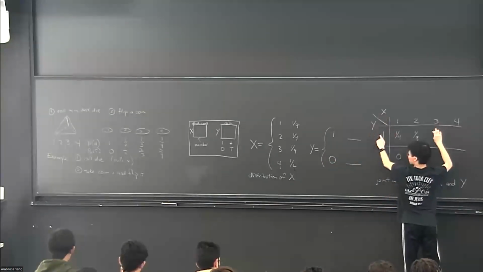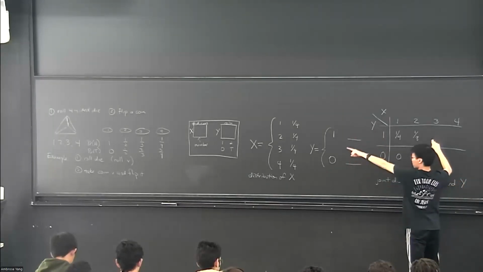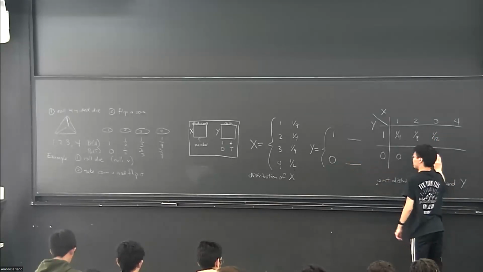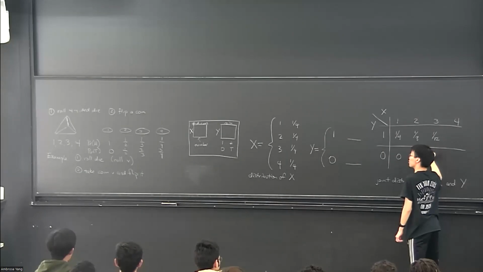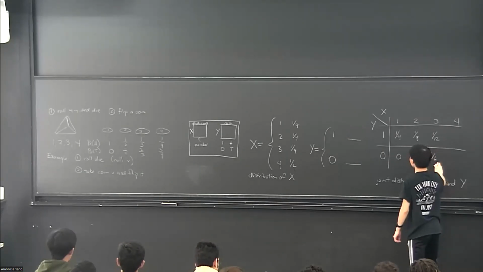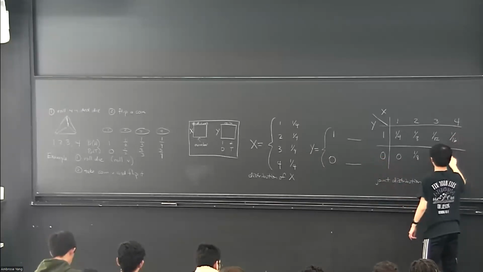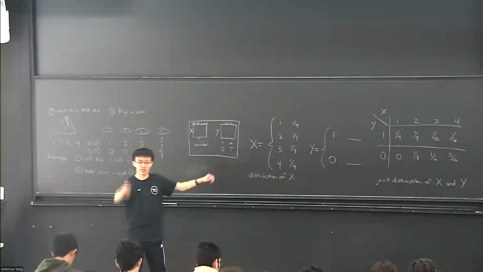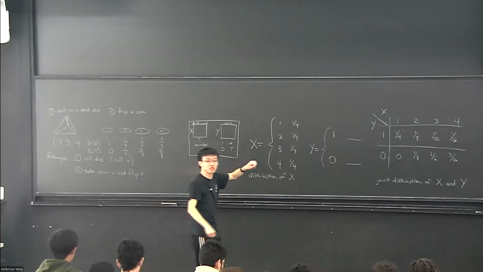X equals 3, y equals 1. So I roll a 3, that's 1/4. I flip heads, that's 1/3. So 1/4 times 1/3, that's 1/12. 1/4 times 2/3, that's 1/6. And then 1/4 times 1/4, that's 1/16. And then 1/4 times 3/4, that's 3/16. Is it clear why? Thumbs up, middle, thumbs down, how I generated this table. Good.